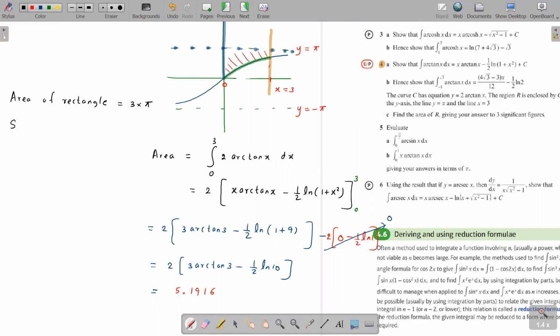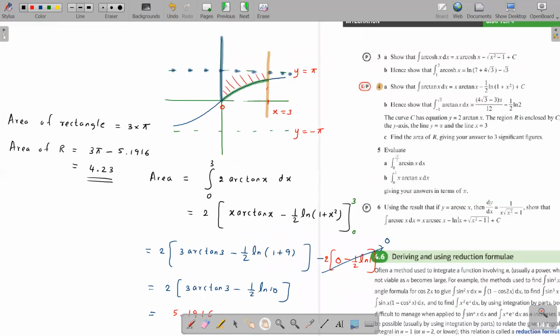So then the shaded area, or region R, area of R: from 3 pi, you should subtract 5.1916. How much is it? 4.23. So this is the area that we need. So you need to read the question carefully and find the region that they are actually talking about. Okay.